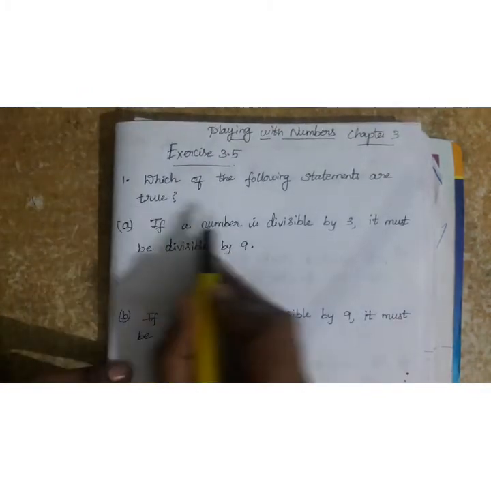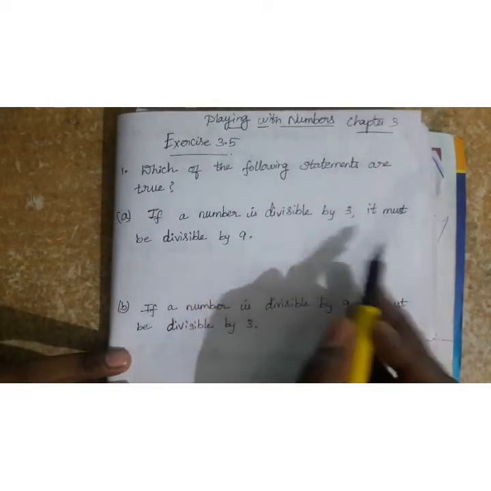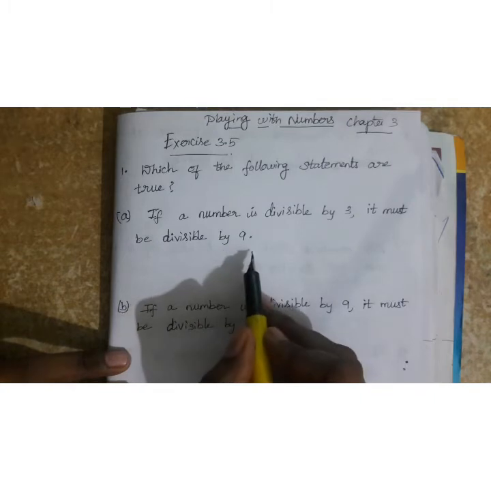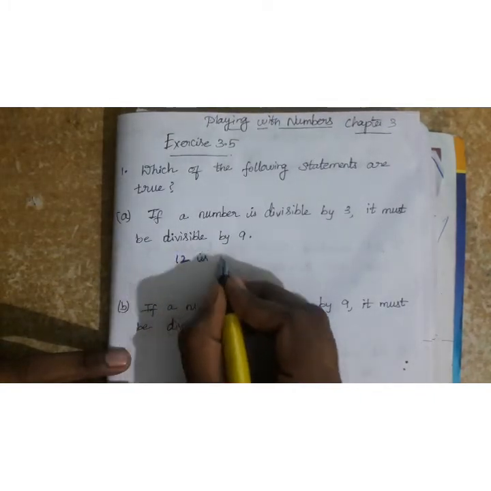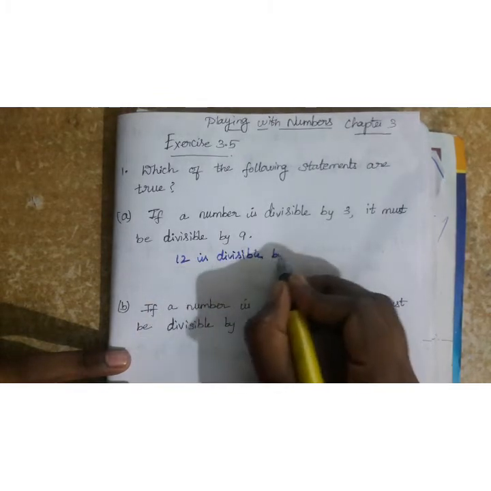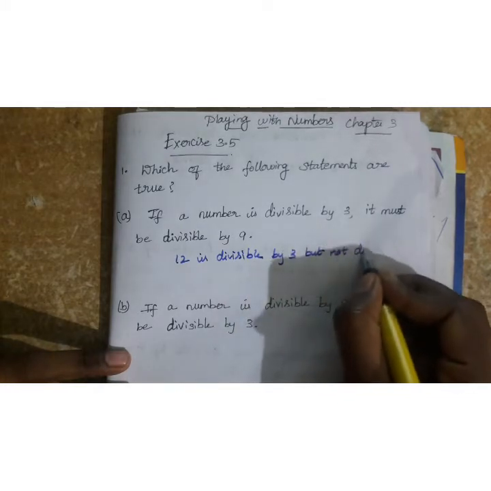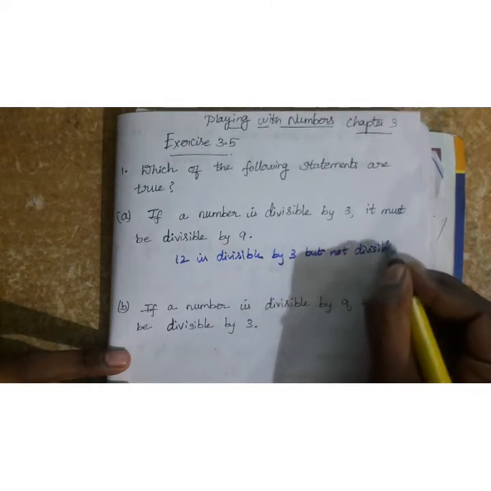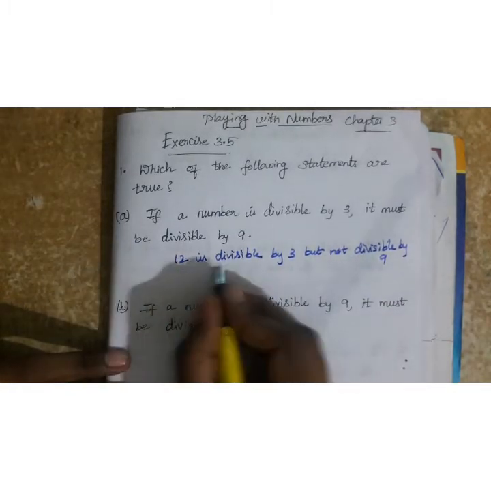Question number 1. Which of the following statements are true? A part. If a number is divisible by 3, it must be divisible by 9. 12 is divisible by 3 but not divisible by 9. So the statement is false.